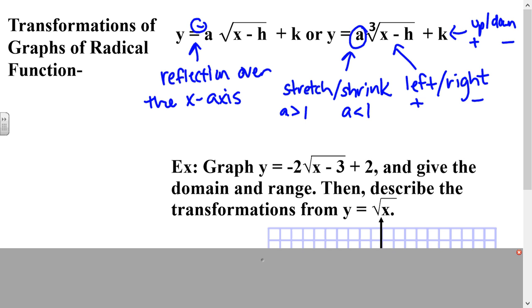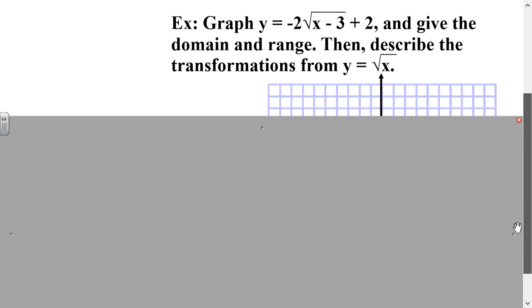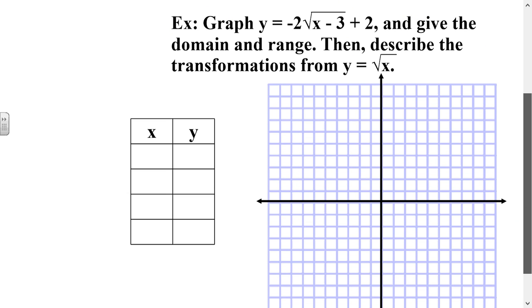So let's look at some transformations of graphs. So first we have our square root function. Okay, so we're going to graph this square root function and give the domain and range, and we're going to describe the transformations from the regular graph of y equals the square root of x. So that's our parent function, and then we're going to figure out how did it change. Okay, so let's actually do that first. So that's going to help us graph this.